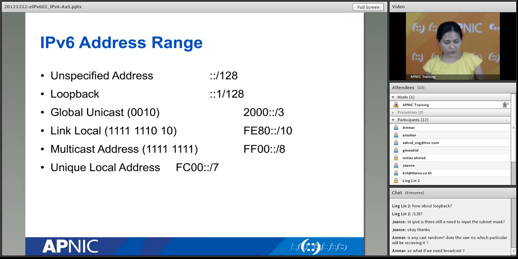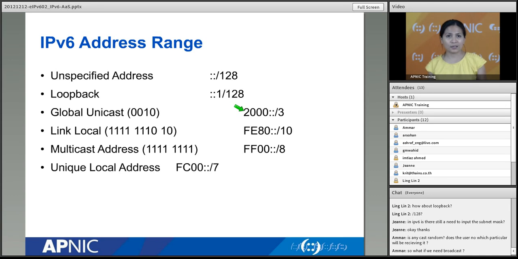Alright, so next one is the different address ranges. We've already talked about the unspecified address and loopback addresses. Now, let's talk about this. First of all, we need something that is visible on the internet, which is like the public IPv4 address equivalent in IPv6. That is our global unicast address.